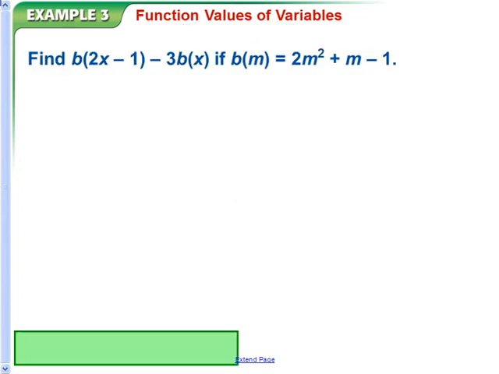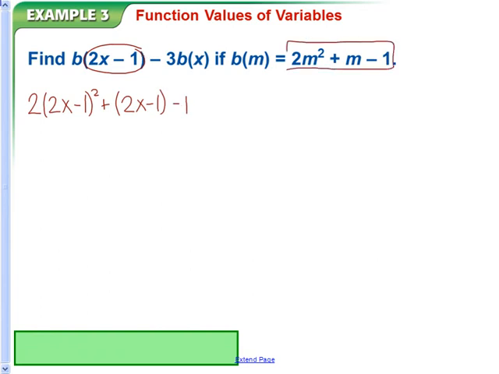We're done. Okay, and then we're going to throw some variables that we're substituting in. So find the value of b of 2x minus 1 minus 3 times bx if b of m is that function. Okay, so first of all, what we have to do is we have to substitute this into our b function for m. So I'm going to do 2x minus 1 squared plus 2x minus 1 minus 1. So I just put it into this function. Every time I saw an m, I put this in there.